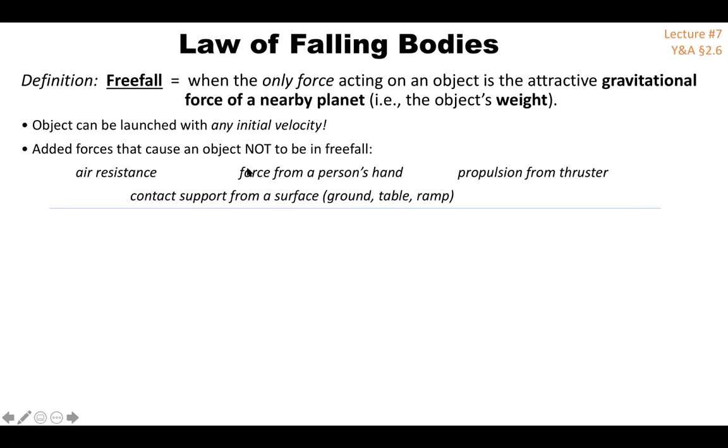Also, before an object is thrown, like a baseball, from a person's hand, or after it's caught, or if an object is in contact with a surface, like the ground or a table or a ramp, or if the object has any other forces acting on it, then the motion of the object won't follow simple free fall. So free fall usually applies to a projectile after it's thrown or launched, while it is traveling. We're going to neglect air resistance, but before it lands.